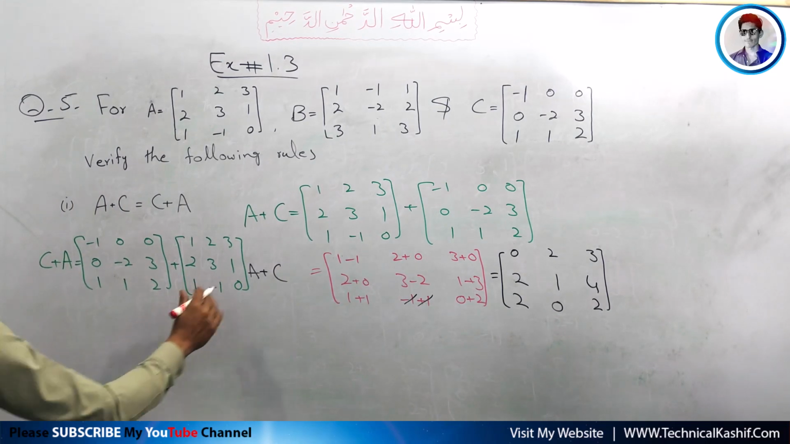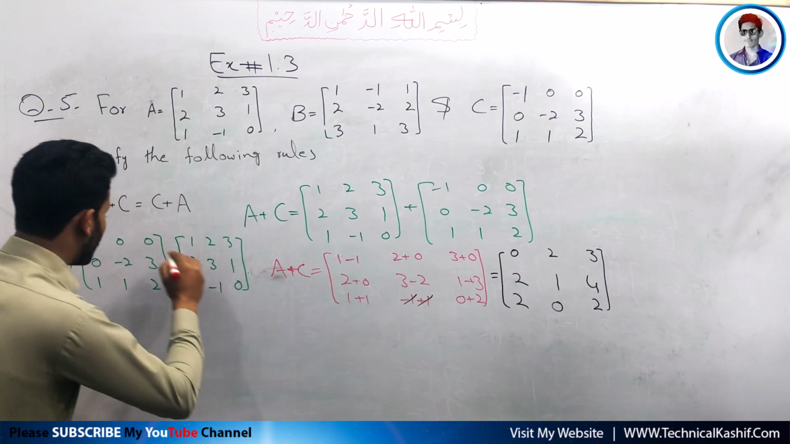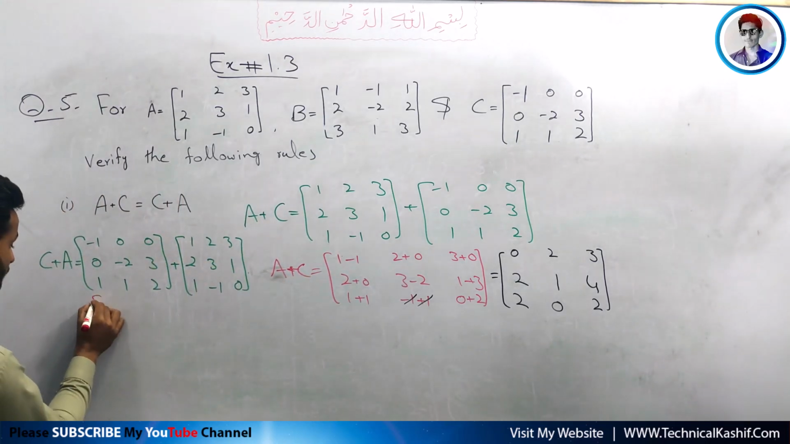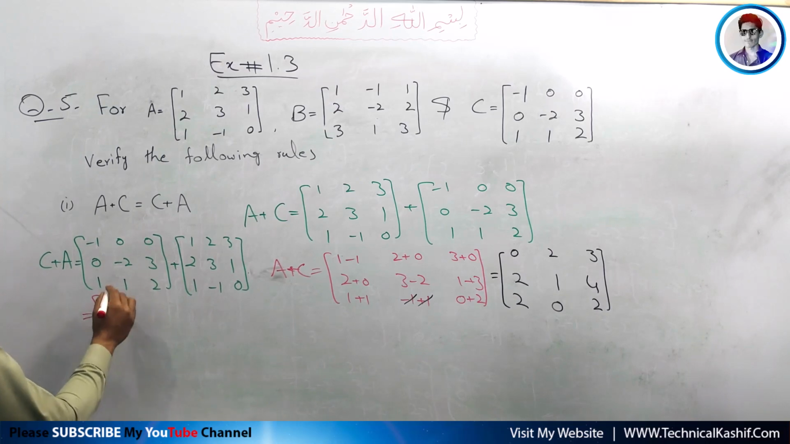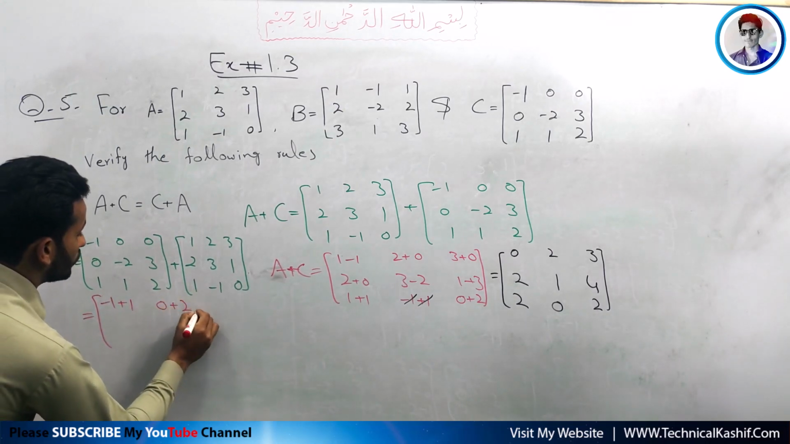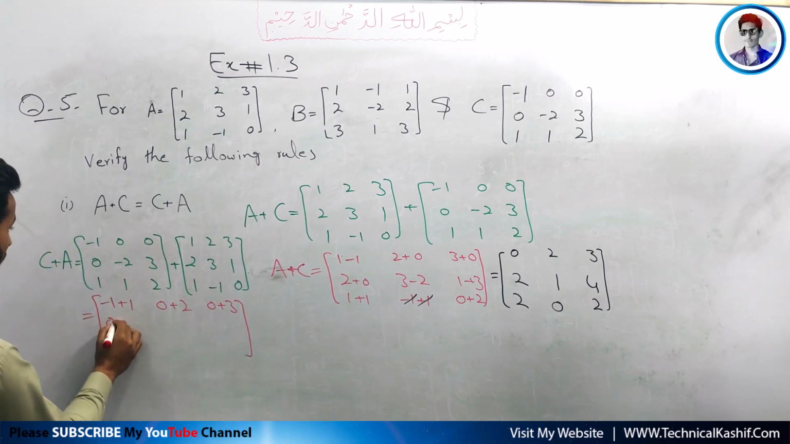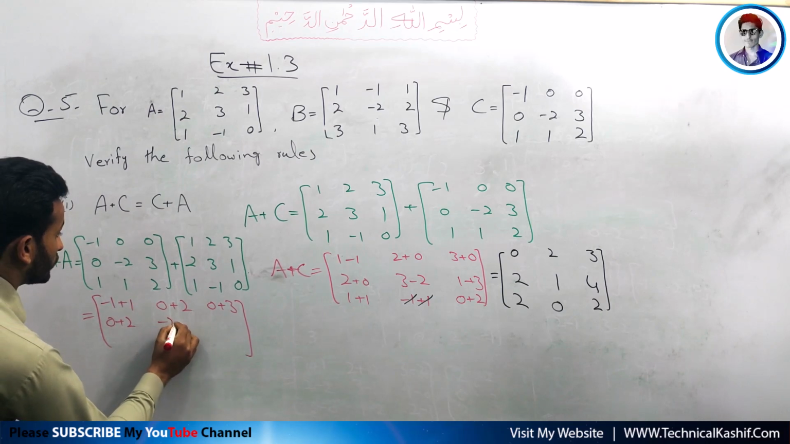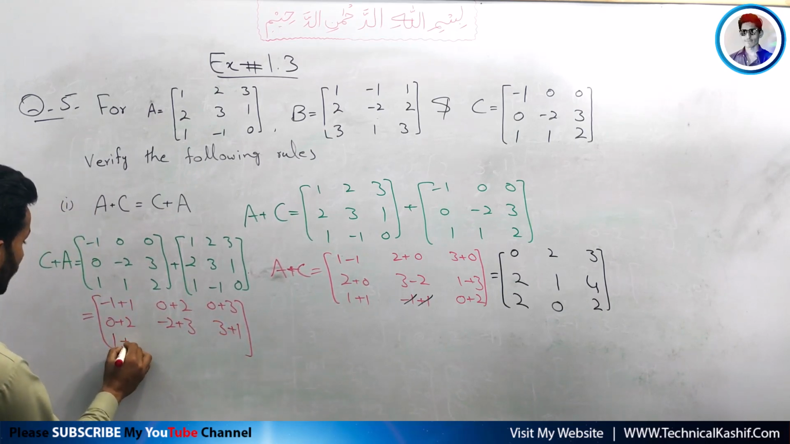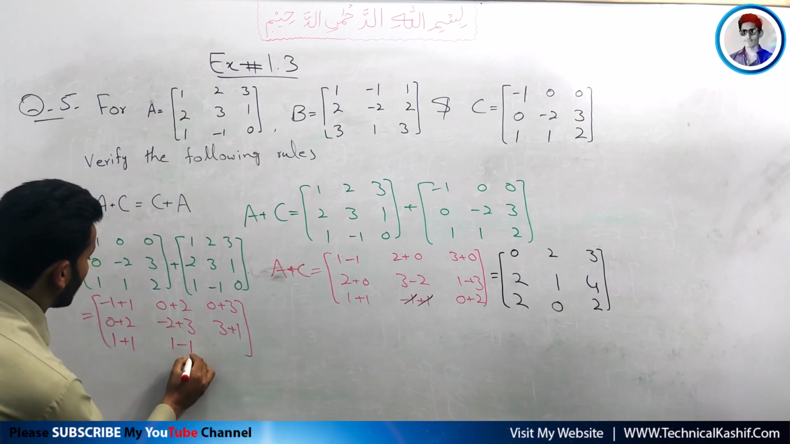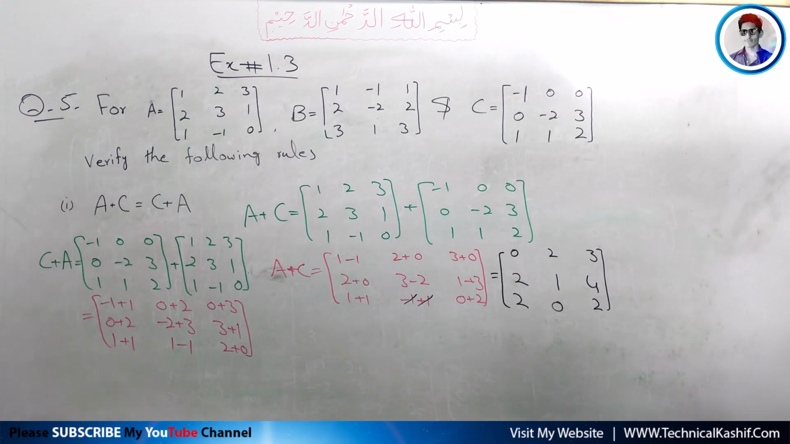By adding them, by adding C into A, minus 1 plus 1, 0 plus 2, 0 plus 3. Next one, 0 plus 2, minus 2 plus 3, 3 plus 1, 1 plus 1, 1 minus 1, and 2 plus 0.